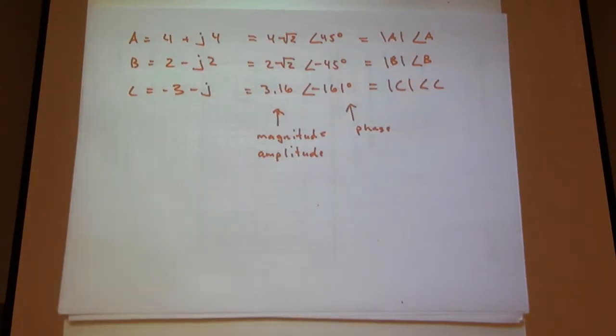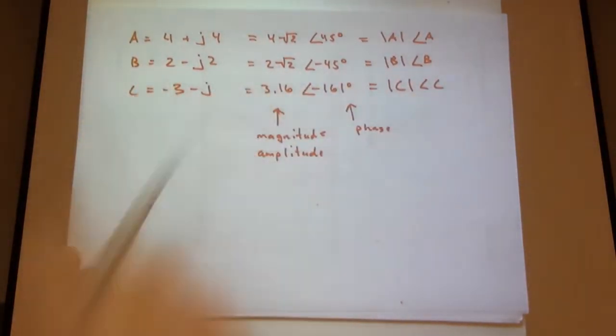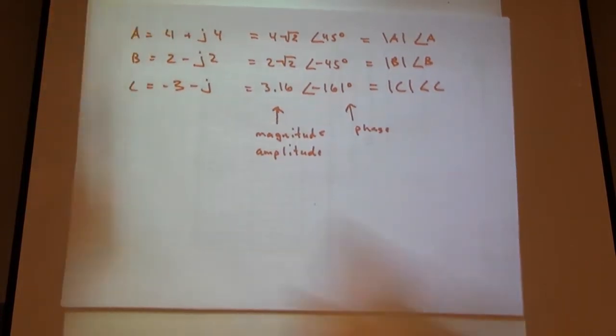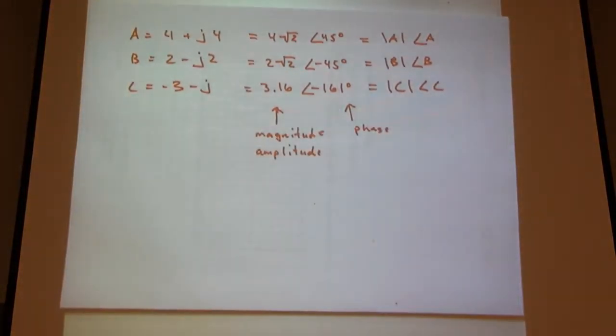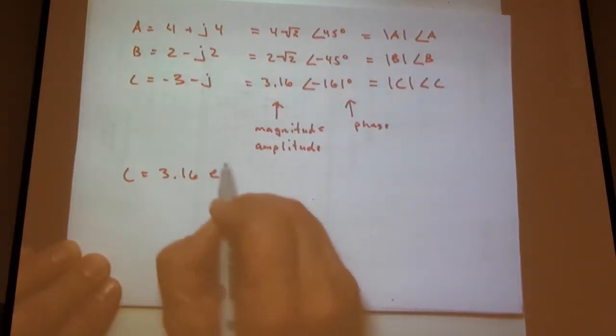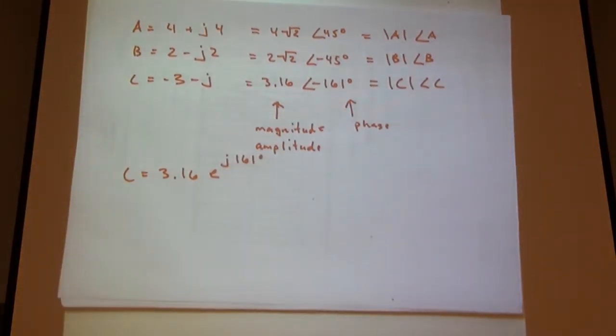So the next question, find the angle of B. We already verified that. The angle of B was minus 45 degrees. We can again go back to the real imaginary plot, prove that, or take the inverse tangent. Minus 2 over 2 is minus 45 degrees. And we've expressed C in phasor form, so we've done that already. We can write it also as 3.16 e to the j 161 degrees. Again, that's equivalent.